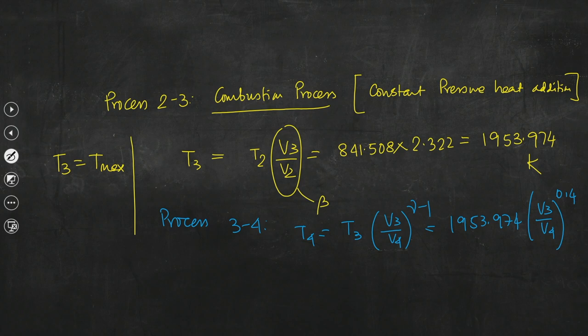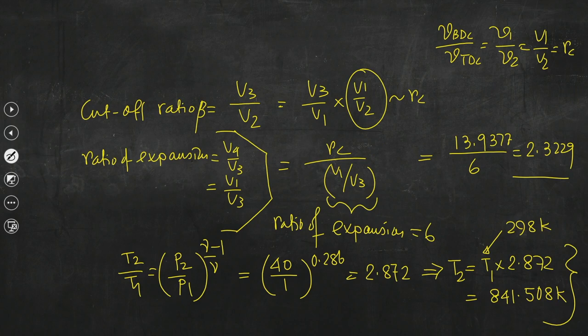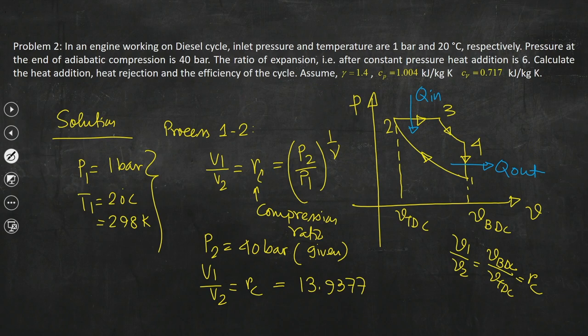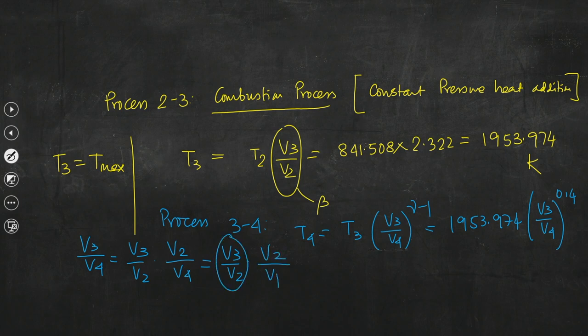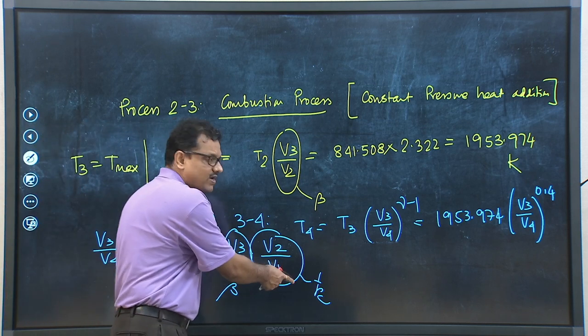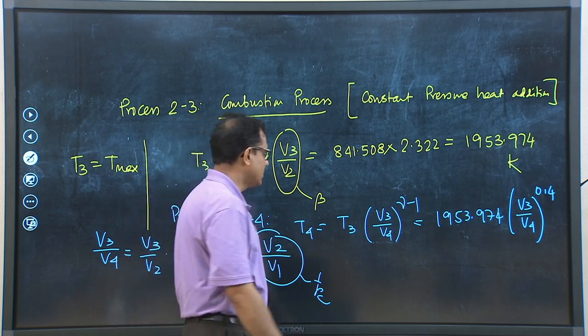Now, let me tell you one thing. If we go to the previous slide, the cutoff ratio is known, and V1 by V2 is also known, right? So, let me write here: this V3 by V4 is equal to V3 by V2 into V2 by V4. So, this is V3 by V2 into V2 by V1. This is the cutoff ratio beta and this is 1 upon RC, the compression ratio, right. So, we can directly put the value of V3 by V4 knowing the value of beta and 1 by RC, that we already know. So, we can calculate what would be T4 from this.